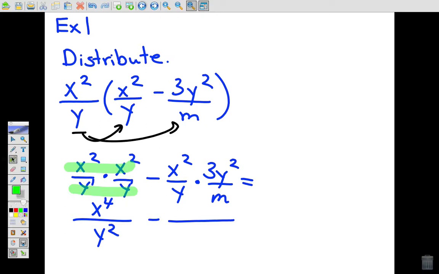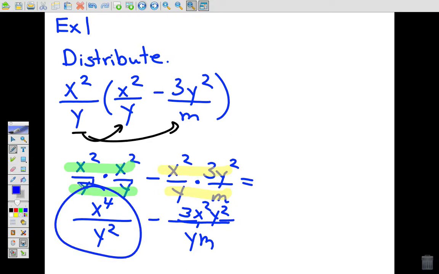Minus, now let's simplify the other part of this, the top and the bottom. Excuse me, I have an x and a y. So let me erase that. Okay, so what we really have then is a 3x squared y squared, right? Because x squared times y squared is just x squared y squared over ym. Now, I need to take a look at it. On the top and the bottom, is there anything common? No. So there's nothing I can cancel out.